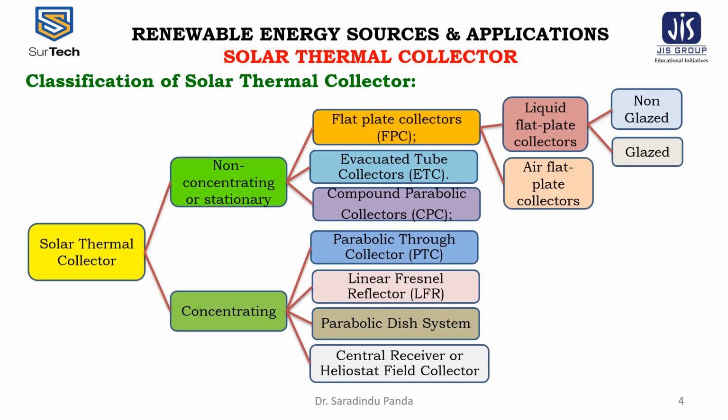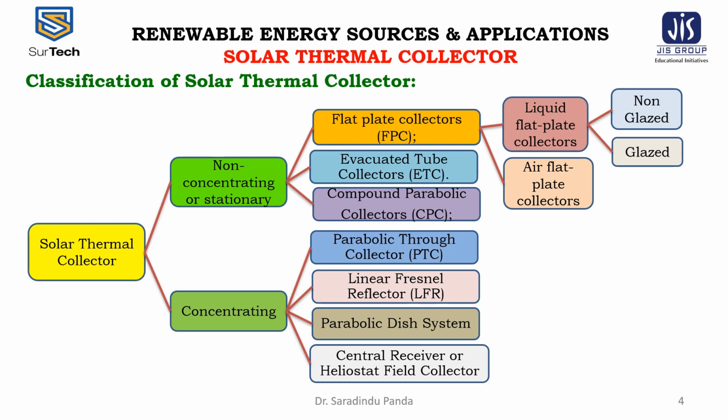Now, the classification of solar thermal collectors: they are mainly classified into two types, the non-concentrating or stationary, and the concentrating. A non-concentrating collector has the same area for intercepting and for absorbing the solar radiation, whereas a sun-tracking concentrating solar collector usually has concave reflecting surfaces to intercept and focus the sun's beam radiation onto a smaller receiving area, thereby increasing the radiation flux.